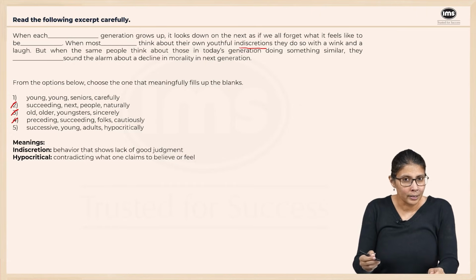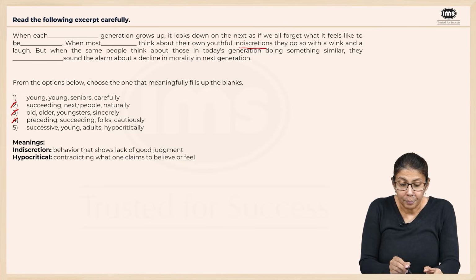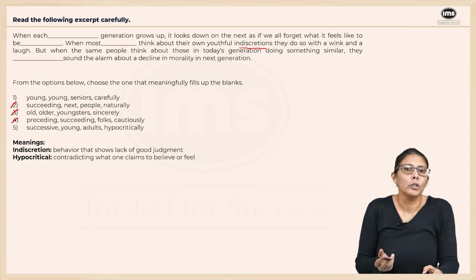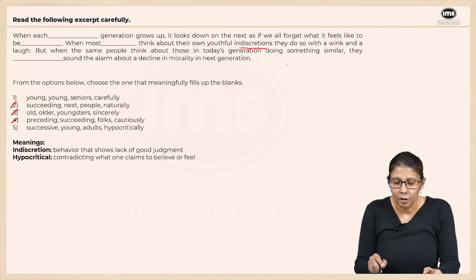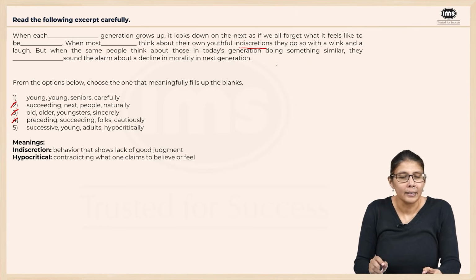Now, there's another word in this paragraph which will come later on. So, I'll explain it to you when we approach that word. So, the third blank now, can it be seniors? Could be. So, option 1 could work. The fifth one says adults. Could also work. So, let's keep going to the third blank. It says, but when the same people think about those in today's generation doing something similar, they blank sound the alarm about a decline in morality in the next generation.